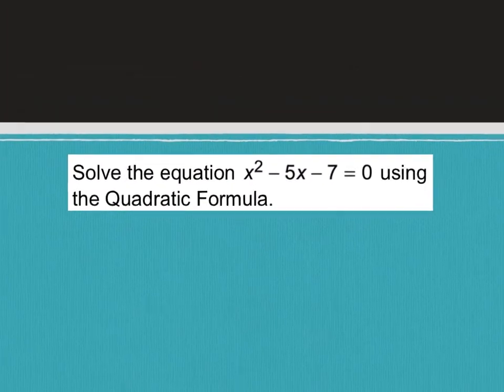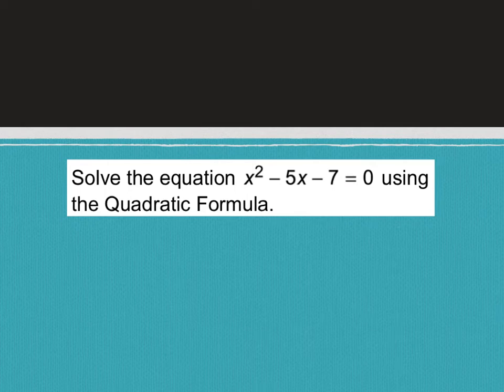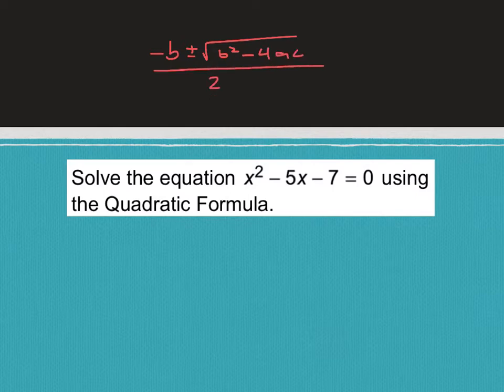Alright, so this brings us to our first example. Again, our quadratic formula is negative b plus or minus the square root of b squared minus 4ac over 2a. So let's figure out what our a is, what our b is, and what our c is. And just like before, anytime we're solving these equations, we have to have it equal to 0. So here, it's already equal to 0. We don't have to shuffle anything around before we start.